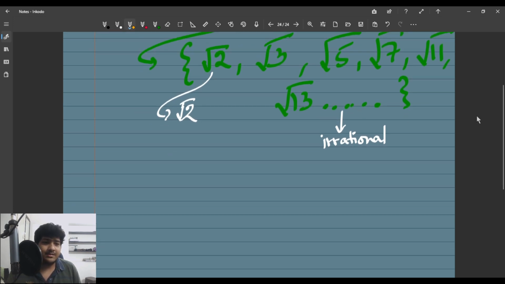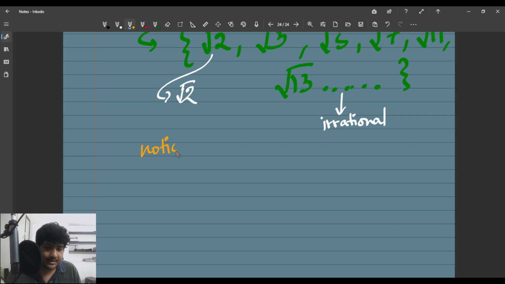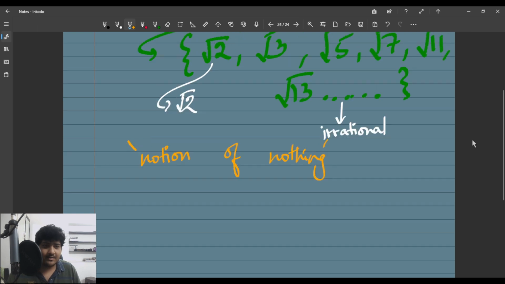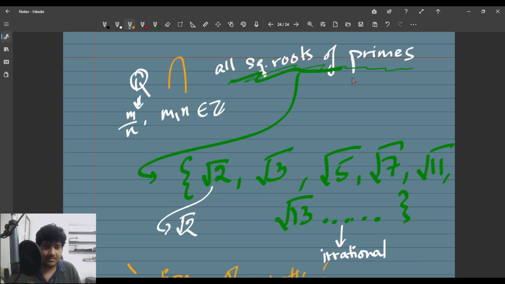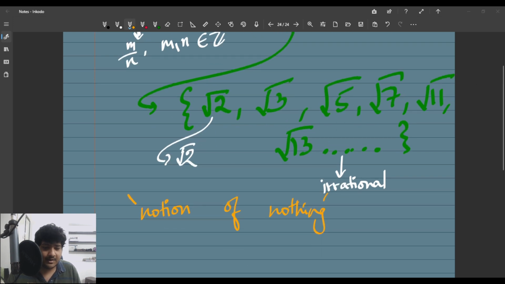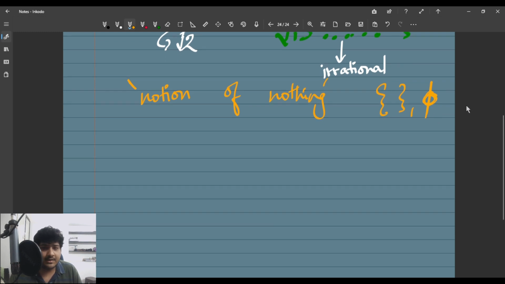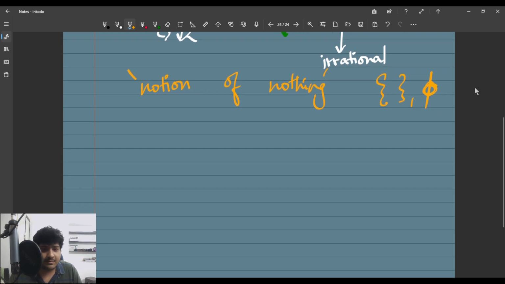So this is the reason why we need the notion of nothing in sets. Notion of nothing. I didn't define it in the previous lecture because I didn't want to give it as a definition. So it comes out of necessity, right? We have sets like these and we have intersections to perform on them, and hence we have something called nothing in the case of sets, and it's denoted by empty brackets, or it's often denoted by this Greek letter phi, small phi, and it's called the null set or empty set or nothing, whatever you want to call it.